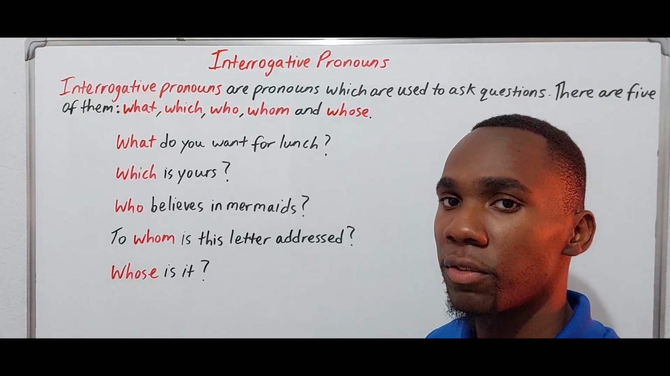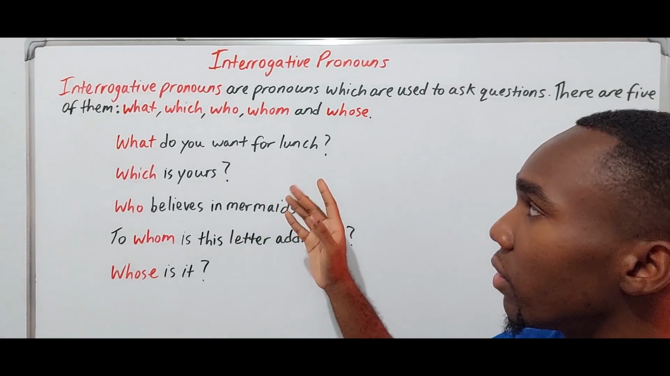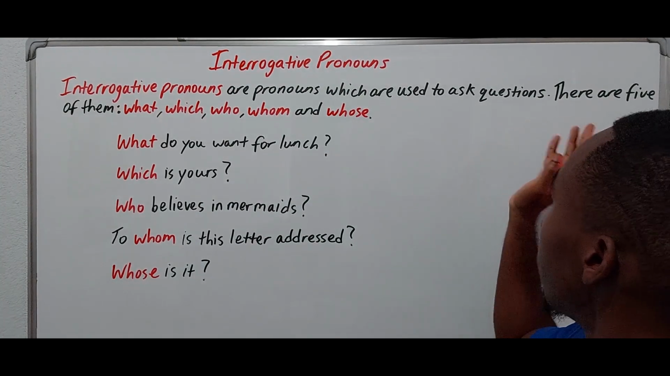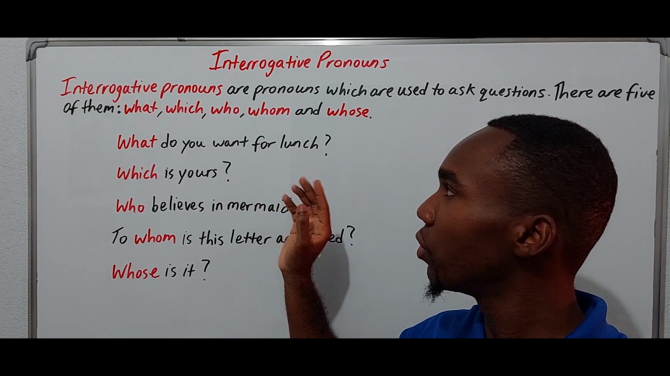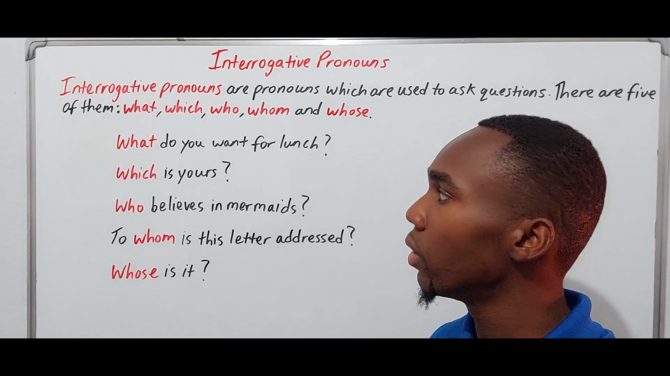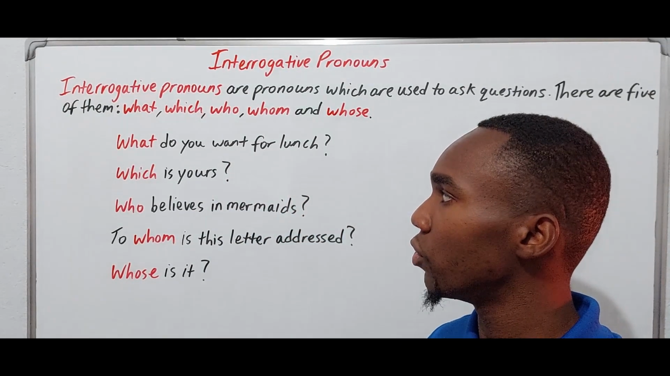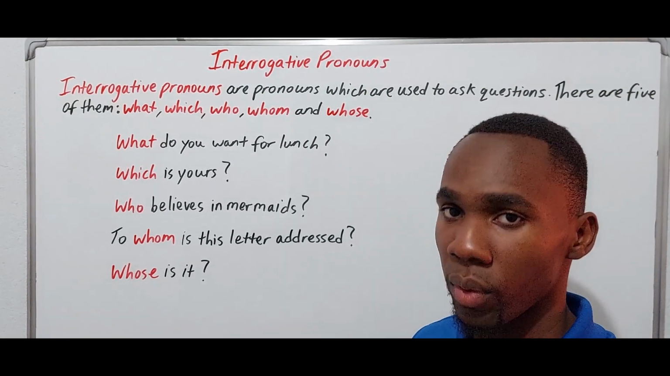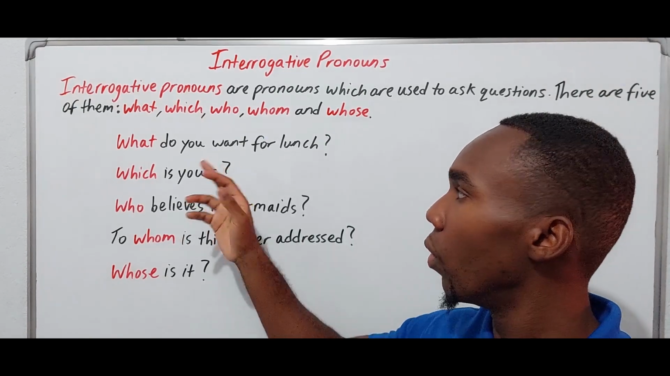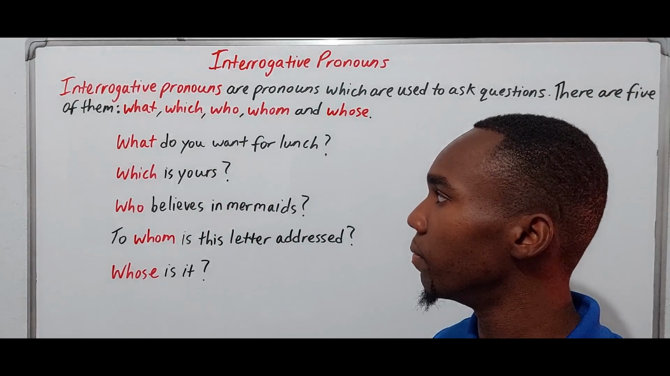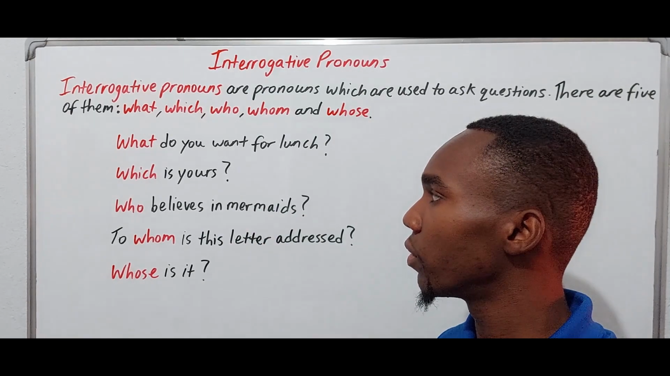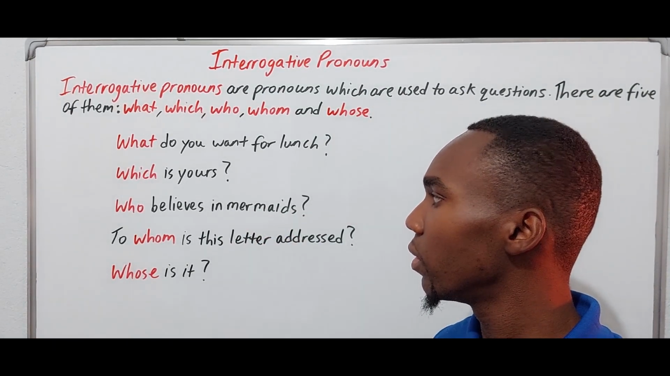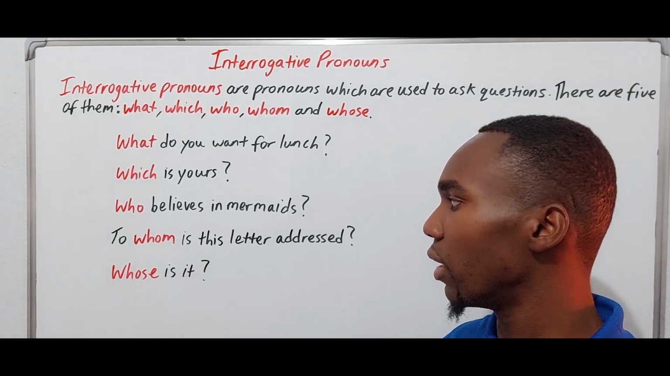So we have interrogative pronouns, and as the name suggests, these refer to pronouns that are used to ask questions. There are 5 of them: what, which, who, whom, and whose. Alright? As you see, these can stand on their own and they're used to ask questions. Okay? So, what do you want for lunch? Which is yours? Who believes in mermaids? To whom is this letter addressed and whose is it?